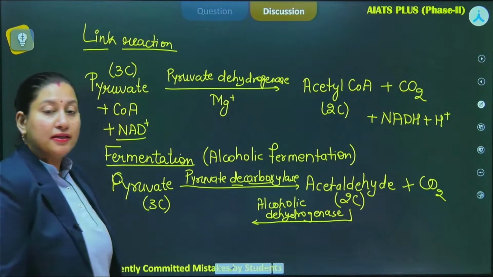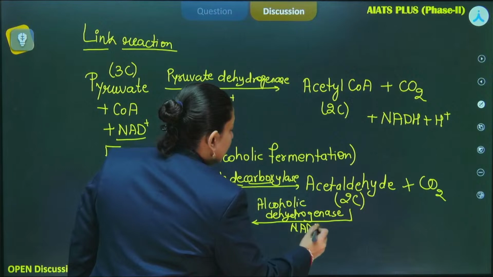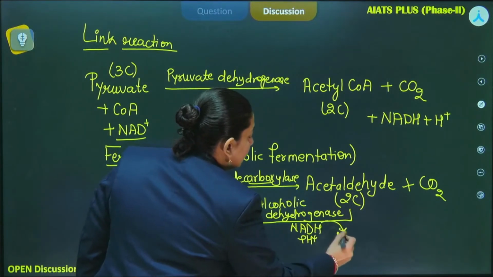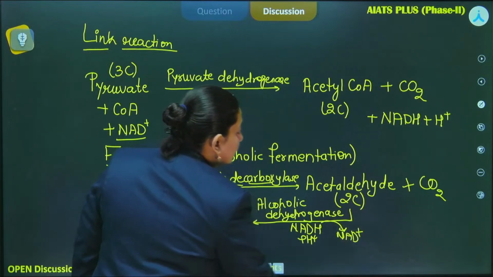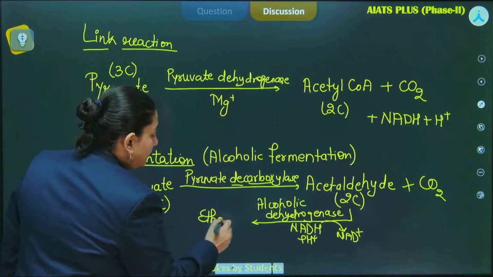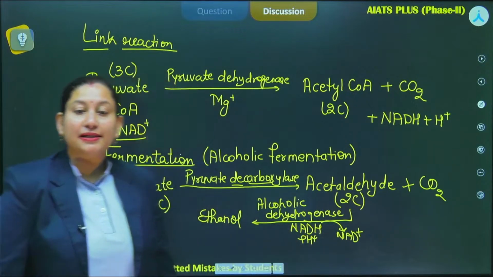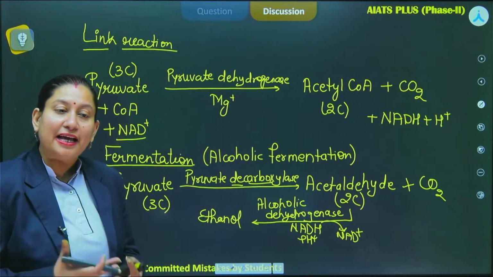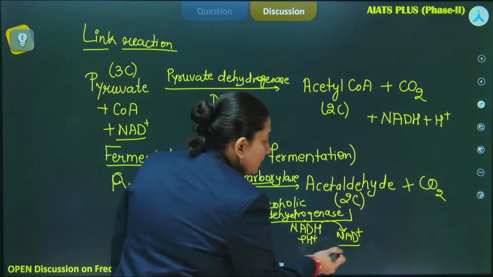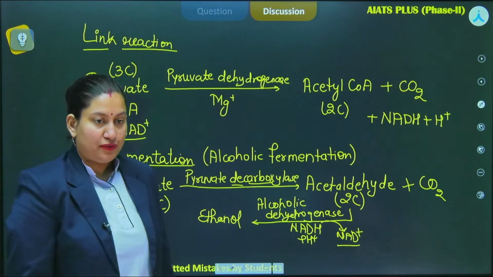right? And during this reaction, NADH plus H plus will be used, and this coenzyme gets oxidized into NAD plus and yields ethanol, right? Now, why this reaction is taking place is because you have studied glycolysis already. So during glycolysis, what happens is these oxidized coenzymes are required so that we could generate NADH molecules, right?